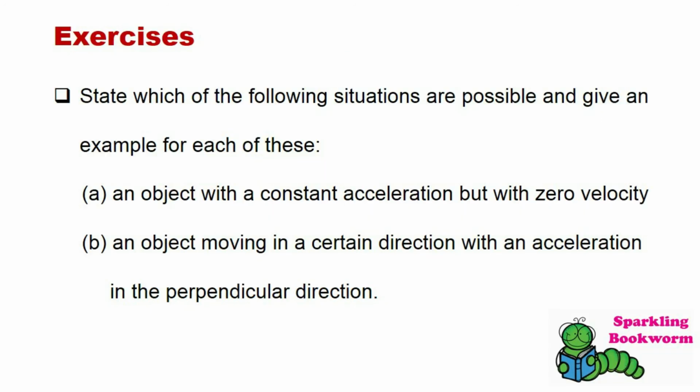Exercises. State which of the following situations are possible and give an example for each of these. A. An object with a constant acceleration but with zero velocity. B. An object moving in a certain direction with an acceleration in the perpendicular direction.